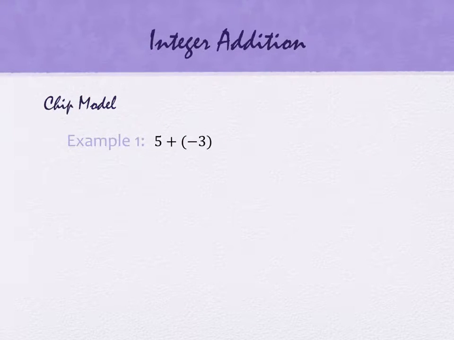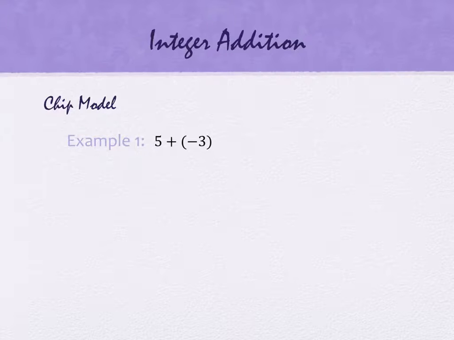All right, so what I want to show you is 4 different methods that can be used to explain why we do what we do when we add integers, okay? So in the examples I'm going to use, they're all exactly alike. They're all 5 plus negative 3.